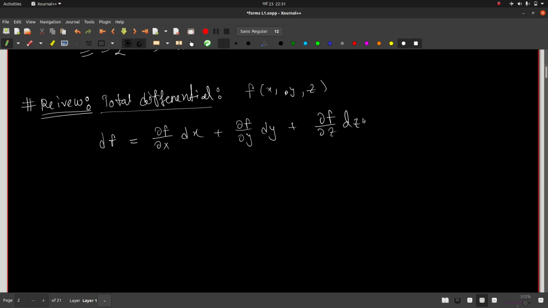Now what about the one form language? How does a one form define a differential? Because we want to see what this one form language is actually good for, right? So now we define the differential, or the total differential, in terms of one form language. So this is the calculus language. Now we want to see the definition in the form language.